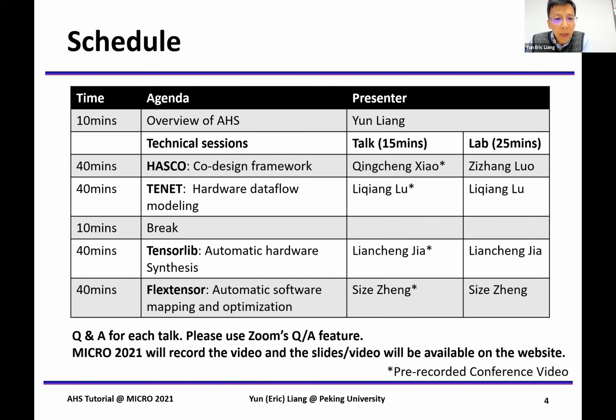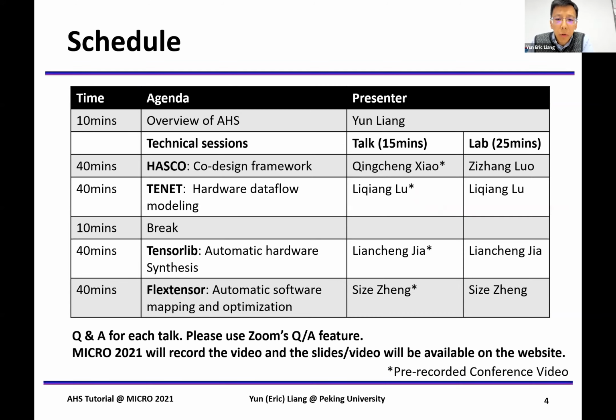This is the schedule of AHS. Basically, I will first give an overview of the AHS framework. Then we will move to the technical section. In this technical section, we will introduce four tools. They are Haskell, Tanit, TensorLib, and the Flex Tensor.